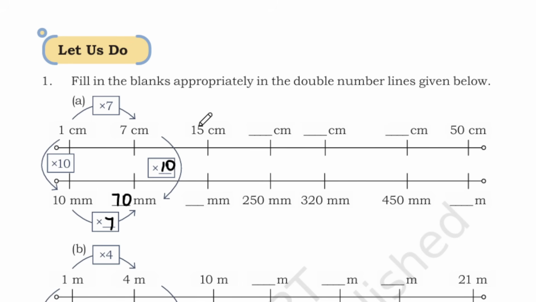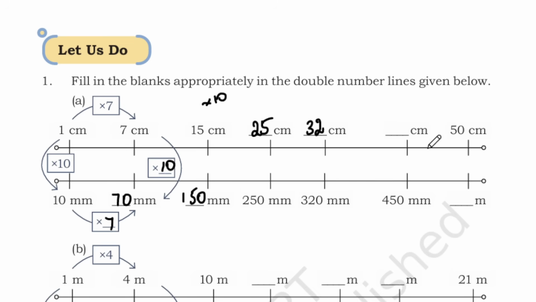Next you have 15 centimeter. So 15 centimeter is how many millimeters? 15 into 10, which is 150 millimeters. Again you have 250 millimeters. 250 millimeters, how many centimeter? Which is 25 centimeter. And 320 millimeter, which is 32 centimeter.